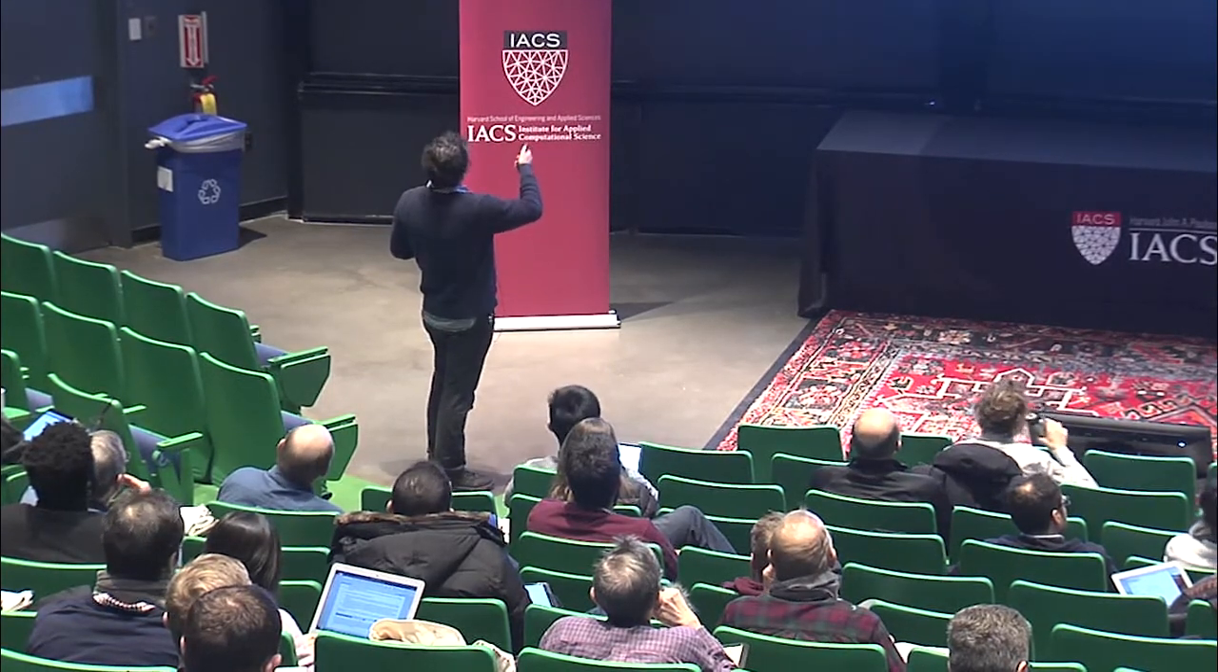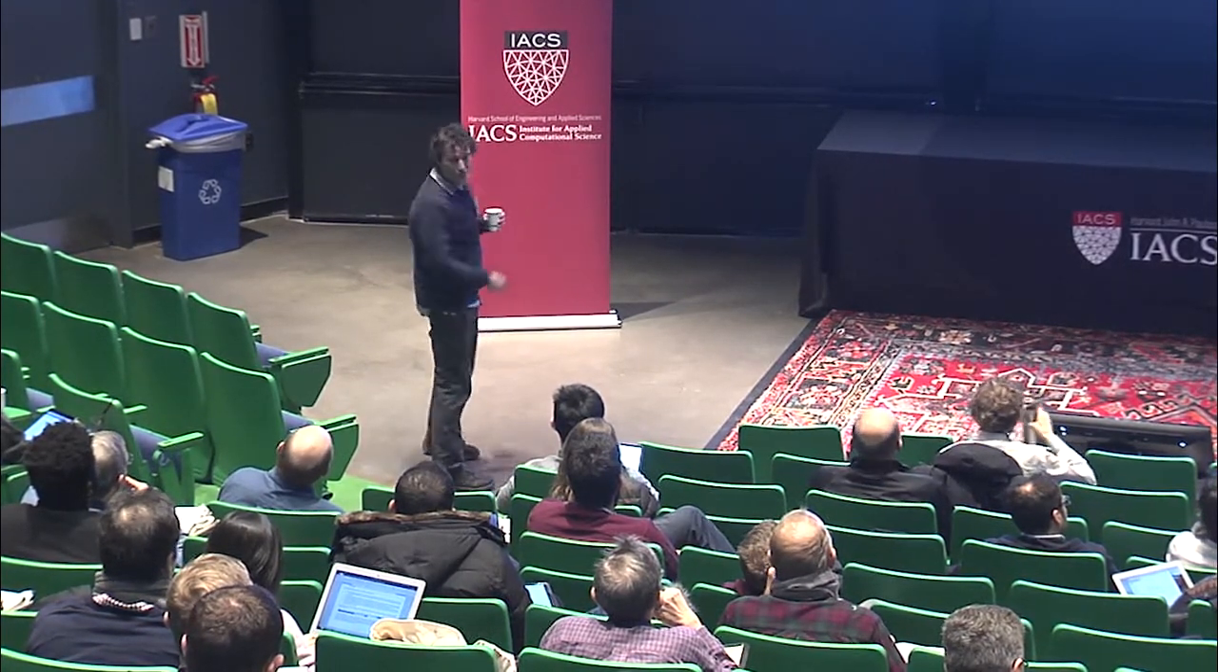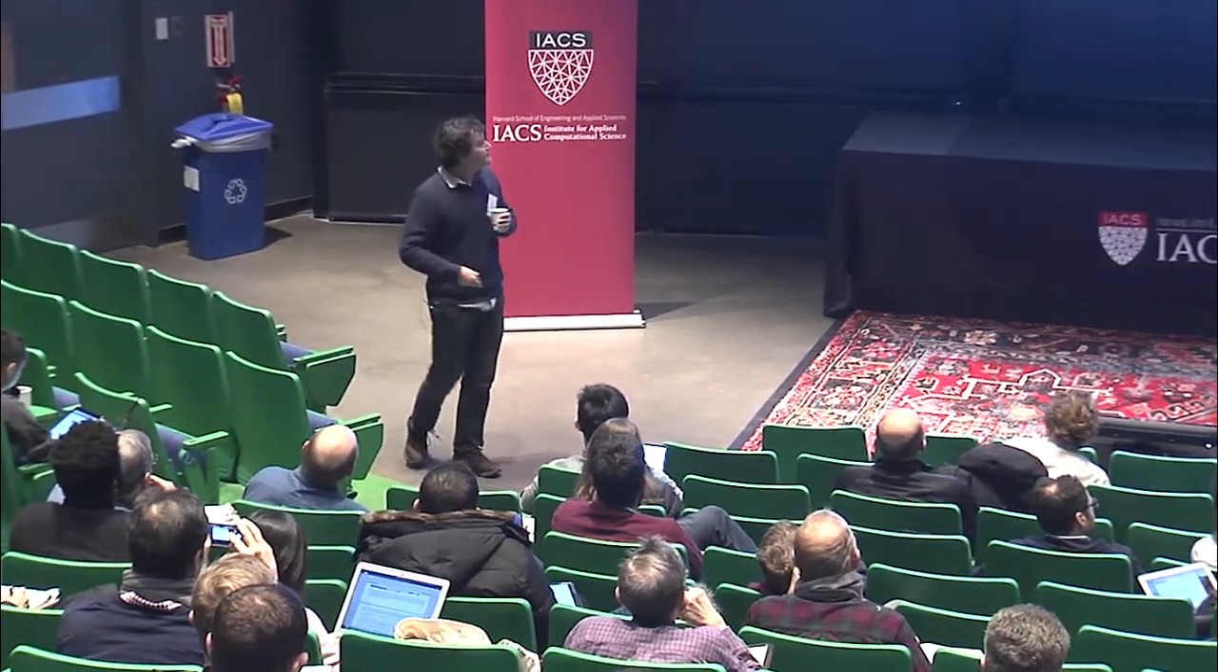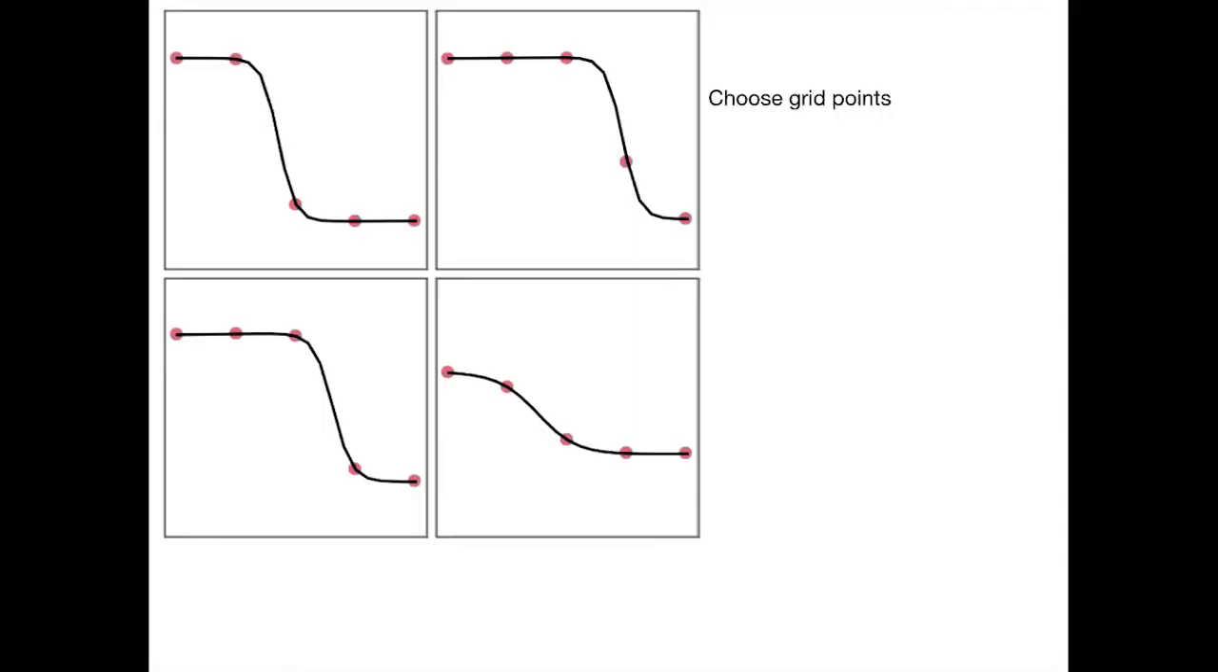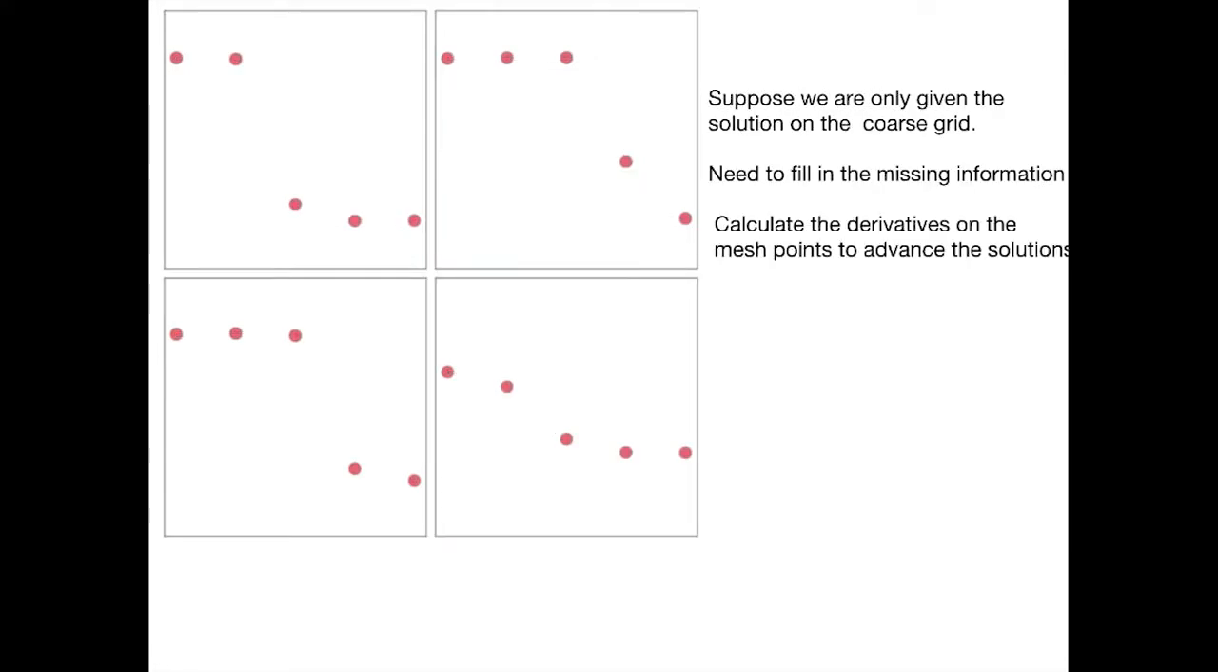Suppose I told you that these are 4 solutions to a PDE. What you would normally do is choose grid points. So we choose grid points, and then you get rid of the line. Now what you're given is only the solution on these coarse grids.